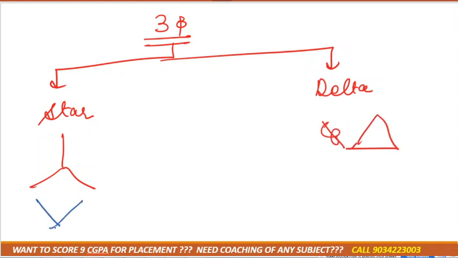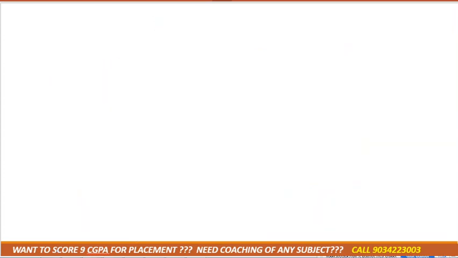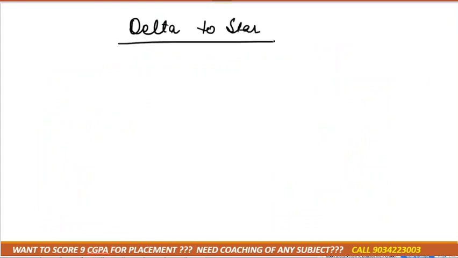If we make an opposite star, it looks like a Y, so that's why it is known as Y connection. If we make an opposite delta, then it looks like a mesh. So another name of delta connection is mesh connection. Another name of star connection is Y connection. So don't get confused with it. Now the next thing is conversion. You can convert from star to delta as well as from delta to star. Now we'll learn the formulas from delta to star connection.